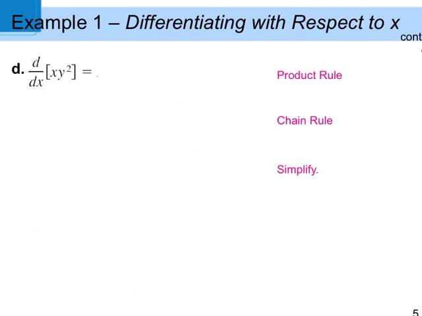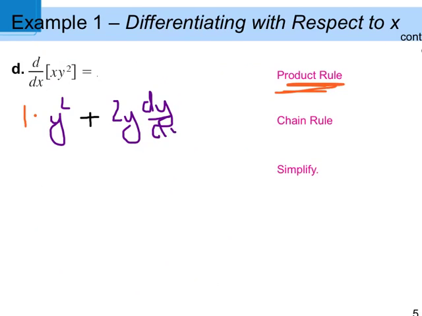Alright, let's try one more term that has x's and y's. Now, notice that this is a product. This is the product of x times y squared. So to find the derivative of xy squared, we need a product rule. So I'm going to write derivative of the first times the second, plus the derivative of the second, which would be 2y dy dx, because it's a derivative of a y term with respect to x, derivative of the second times the first. And then you just make it look a little bit neater. 1 times y squared.